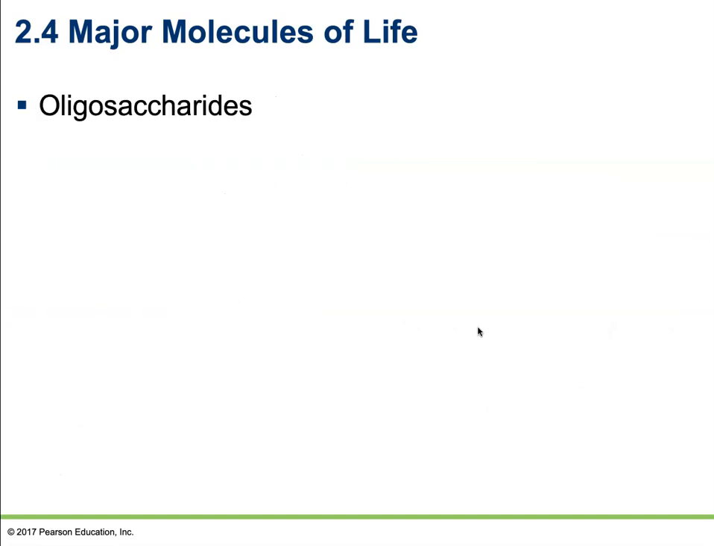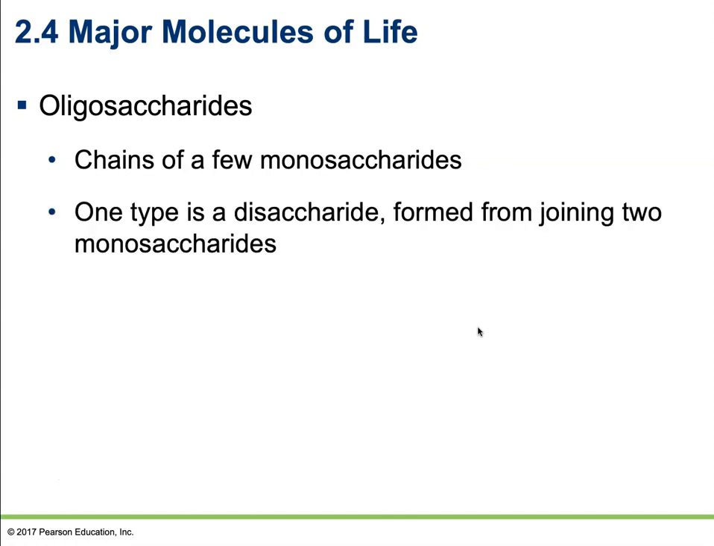Oligosaccharides are going to be slightly more complex. They're going to be chains of a few monosaccharides strung together. One type is a disaccharide, mono meaning 1, di meaning 2. A disaccharide is formed from joining 2 monosaccharides together. There are several examples of everyday disaccharides. Great example would be lactose. Lactose is milk sugar. It's composed of galactose and glucose strung together.